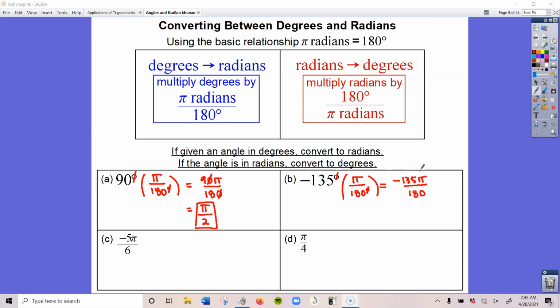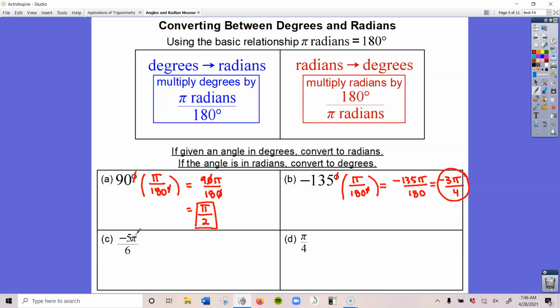Now you can simplify this angle. Both 135 and 180 can be divisible by 45. So negative 135 divided by 45 is negative 3 pi, and 180 divided by 45 is 4. So this would be my radian measure.